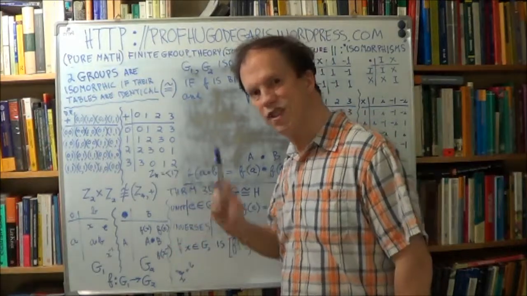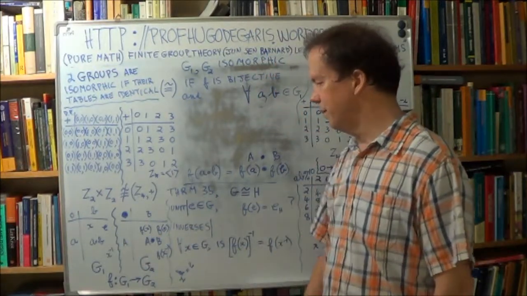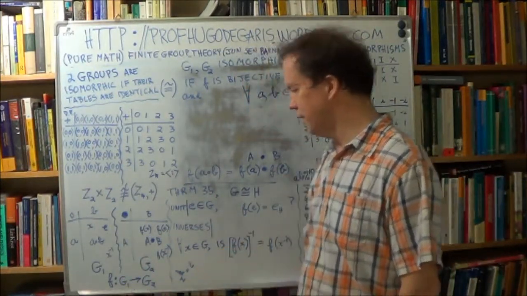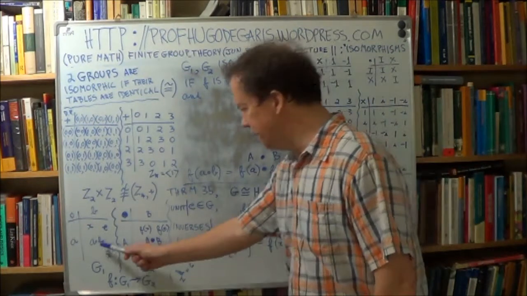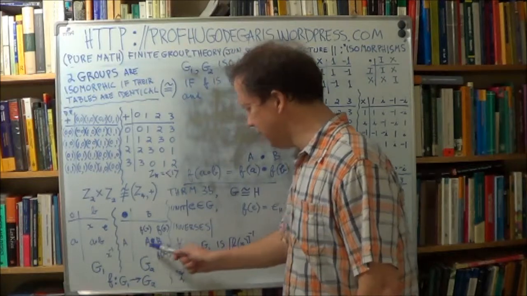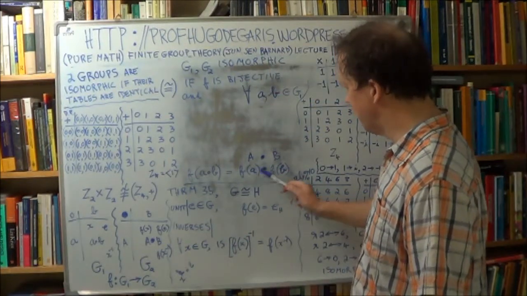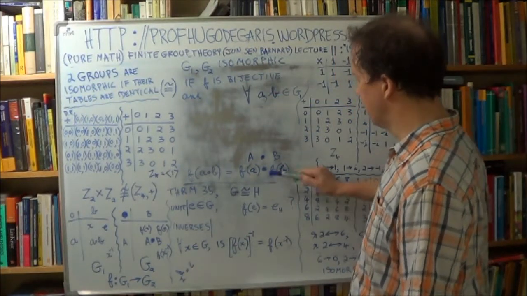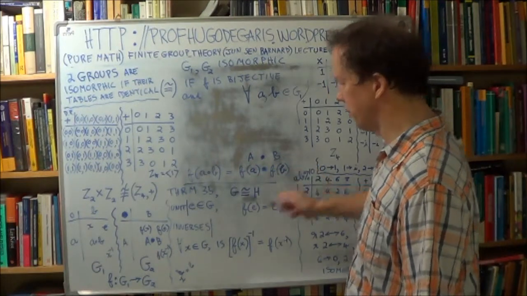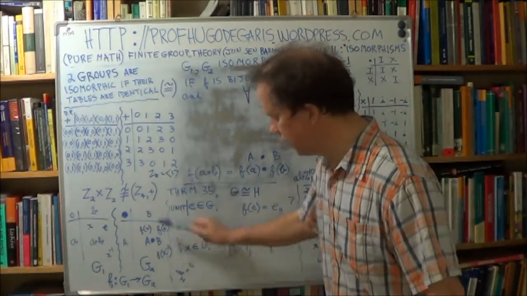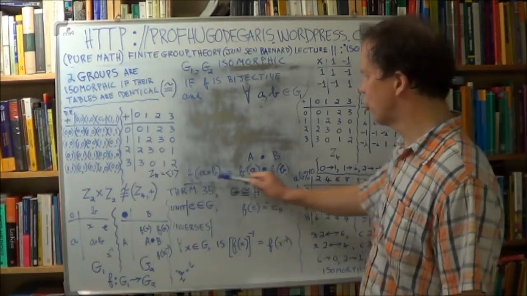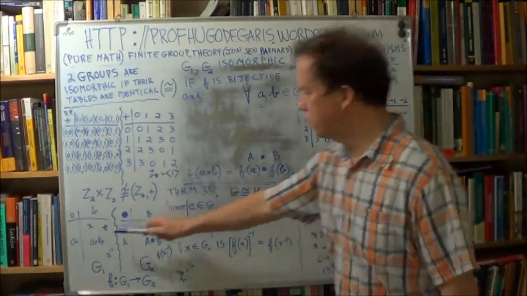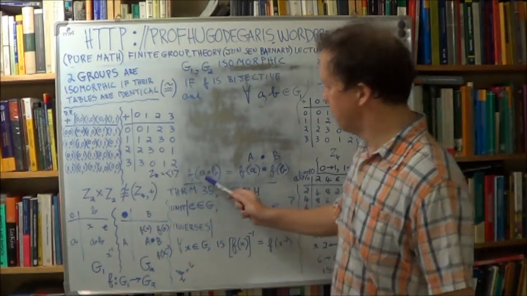Otherwise, if that does not happen, then your two groups are not isomorphic. So f of this is this, but A is f of A, and B is f of B, with a second binary operation. This is the binary operation of your second group. Okay, so that's the second criterion, and you have to show that that's true for all possible pairs, A and B.